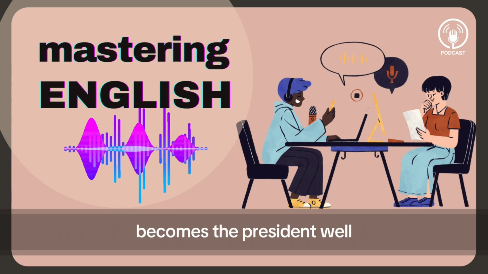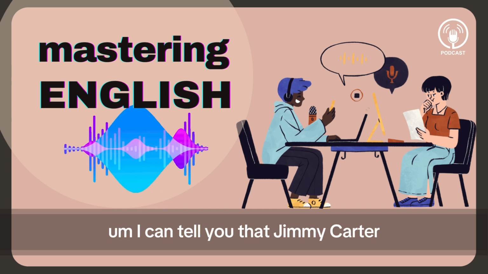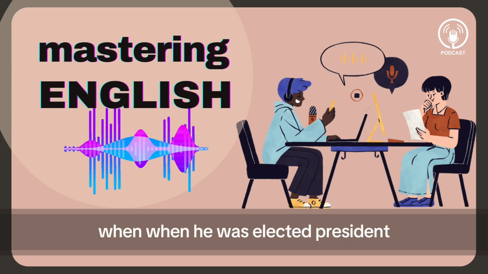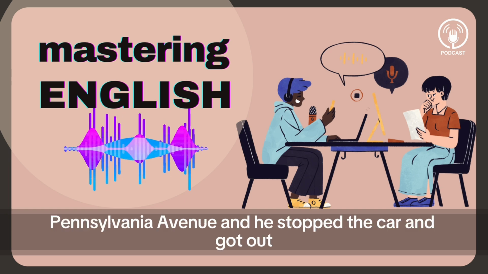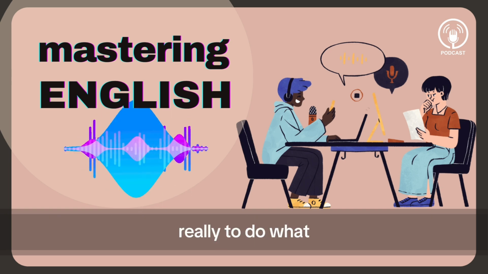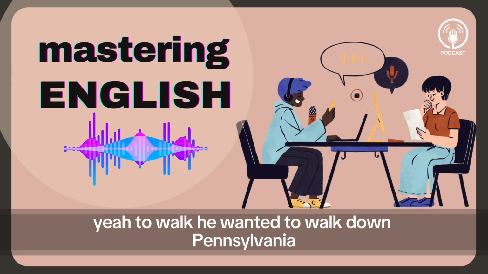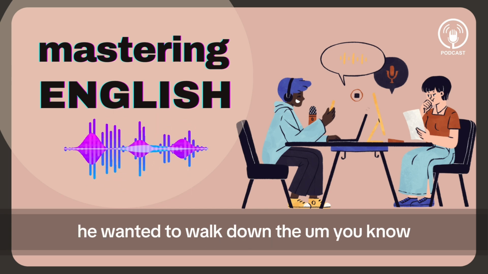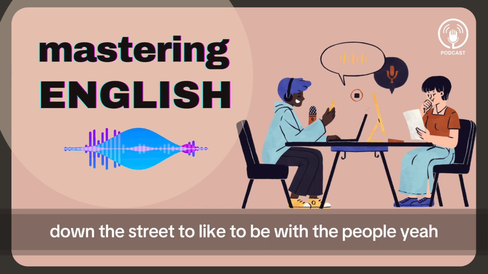So, JP, do you have any other sort of traditional things that happen when the president becomes the president? Well, I can tell you that Jimmy Carter, when he was elected president, his motorcade was going down Pennsylvania Avenue, and he stopped the car and got out. Really? To do what? To walk. He wanted to walk down Pennsylvania Avenue, down the street, to be with the people.